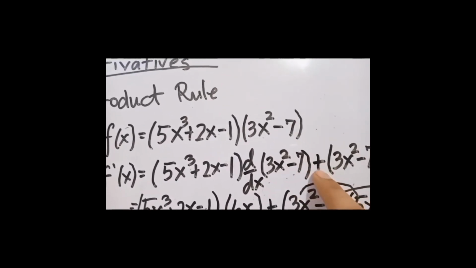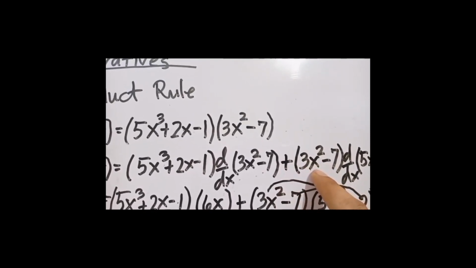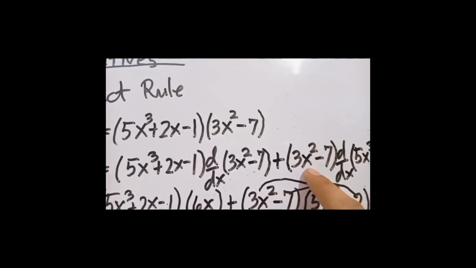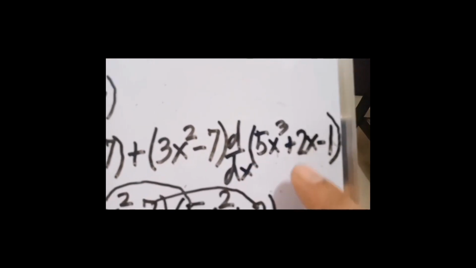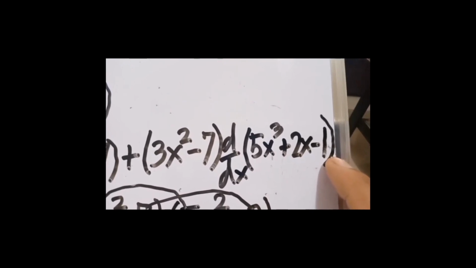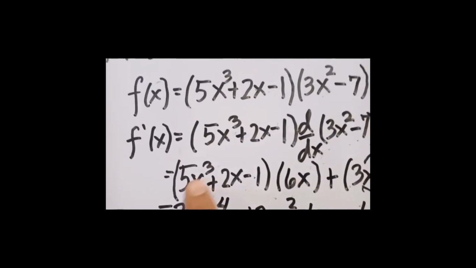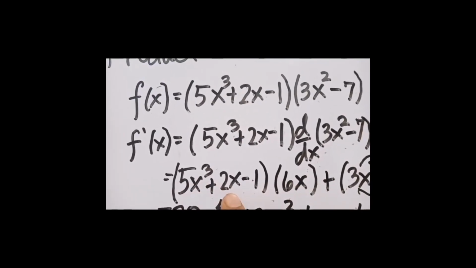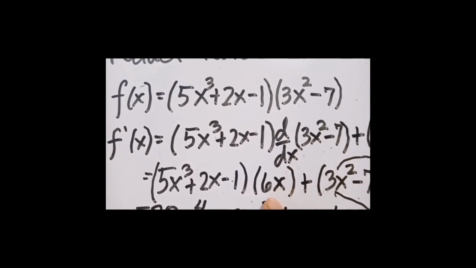Then, we use plus. Plus, rewrite the second function which is the 3x squared minus 7. Then, derivatives of the first function, or d over dx, 5x cubed plus 2x minus 1. Then, rewrite again the first function, 5x cubed plus 2x minus 1. Then, what is the derivatives of 3x squared minus 7? Derivatives of this is 6x and negative 7, that is 0.